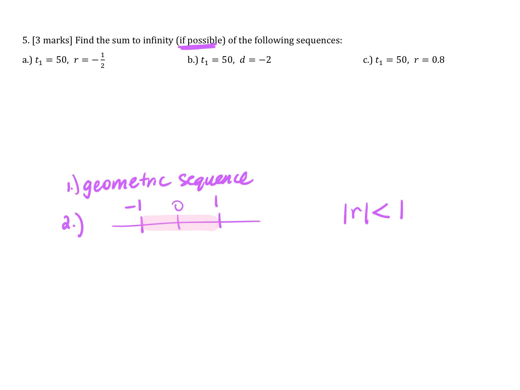So let's look here at the first one. We've got term 1 is 50 and R is -1/2. Well, -1/2 would be there.